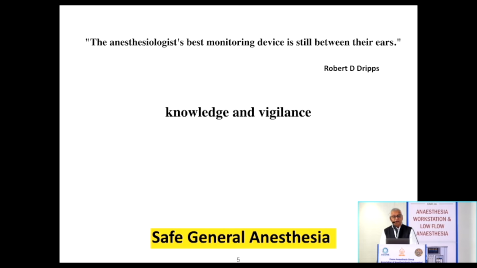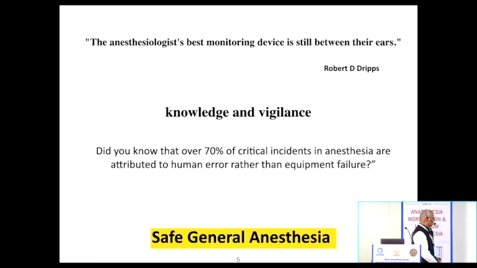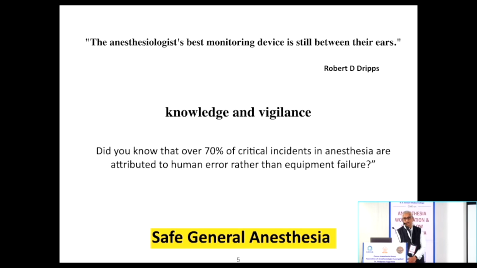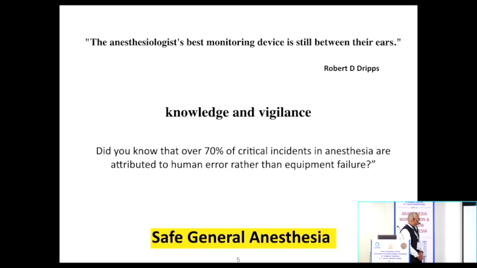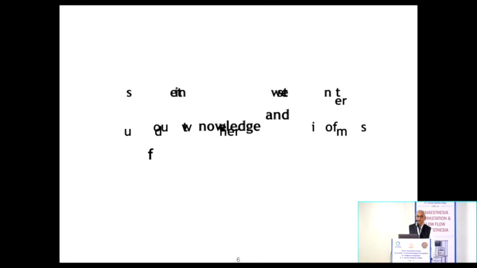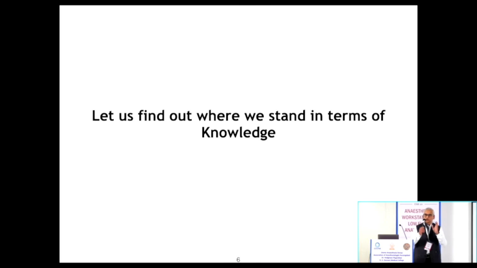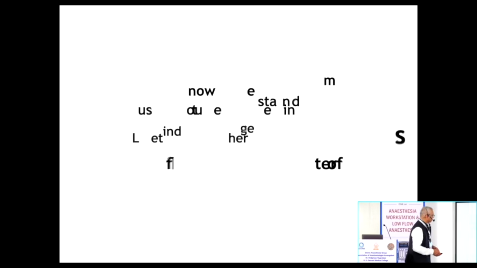Now, safe general anesthesia is our aim. Robert Dripps, who has written a very good book, very clearly says that more than 70% of critical incidents in anesthesia are attributed to human error rather than actually a machine error. And knowledge and vigilance is a very, very important requirement. So let us find out where we stand in terms of knowledge of the anesthesia machine.